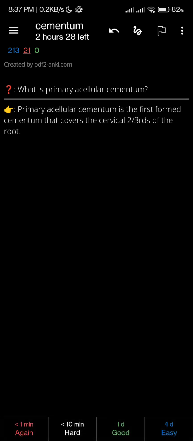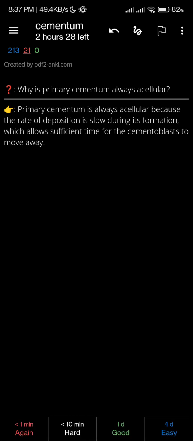Primary acellular cementum occupies the cervical two-thirds of the root and it is always acellular. It is the first formed cementum. So primary acellular cementum is the first formed cementum and covers the cervical two-thirds of the root.